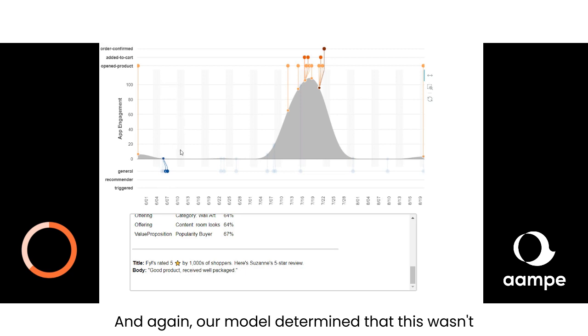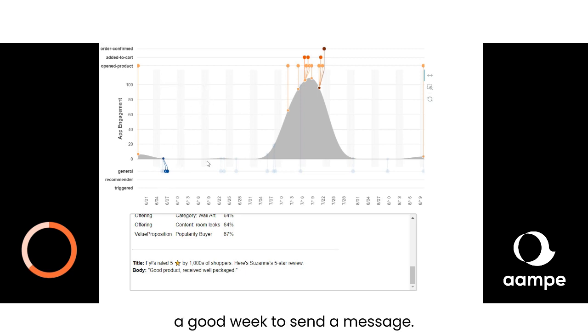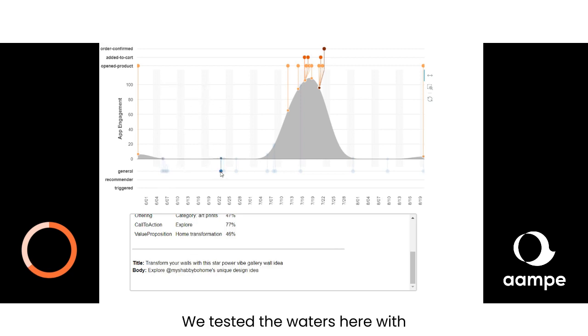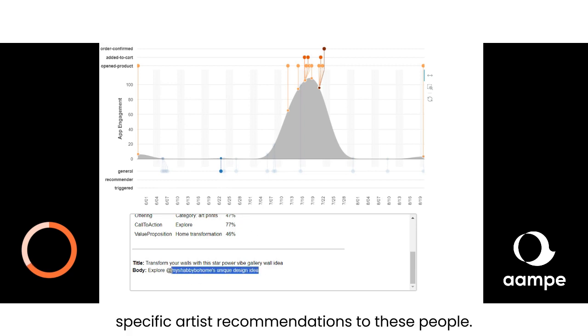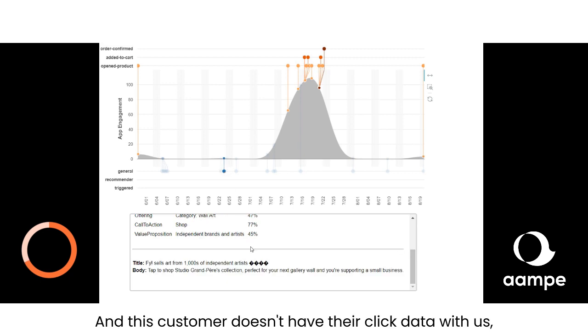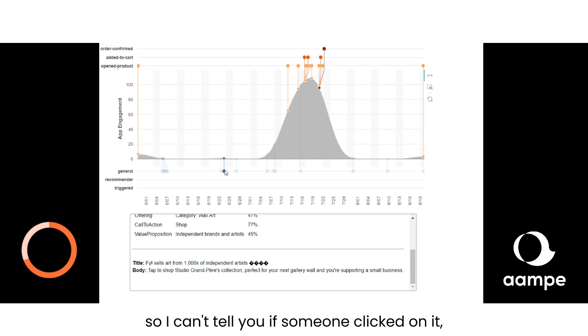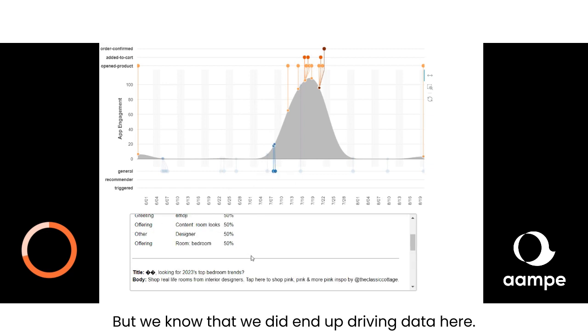And again, our model determined that this wasn't a good week to send a message. This wasn't a good week. We tested the waters here with a couple different messages. Something to note is we're sending very specific artist recommendations to these people. We're not just sending broad discounts or things like that, but hopefully catching their interest in what we send. And this customer doesn't have their click data with us, so I can't tell you if someone clicked on it, but maybe didn't actually go to any products. We don't have that visibility, but we know that we did end up driving data here.